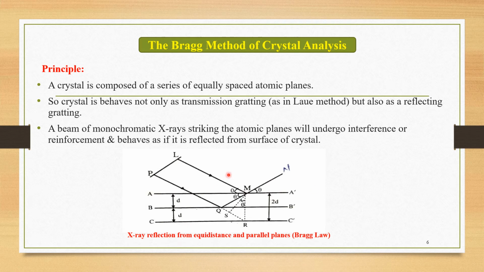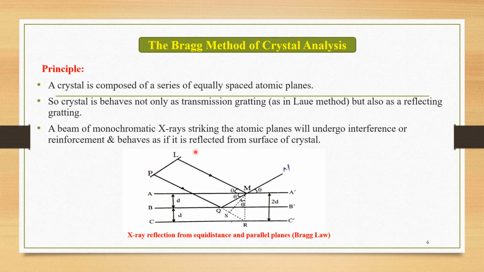Now, how does this interaction of a beam of monochromatic X-rays with the atomic planes take place? For this purpose, we have to consider a simple figure, which is nothing but the X-ray reflection from equidistant and parallel planes. That is the Bragg law. In this case, we take three different equidistant and parallel planes. The first one is A dash, the second is B dash, and the third one is C dash, which are separated by the distance d. This total distance is equal to 2d.